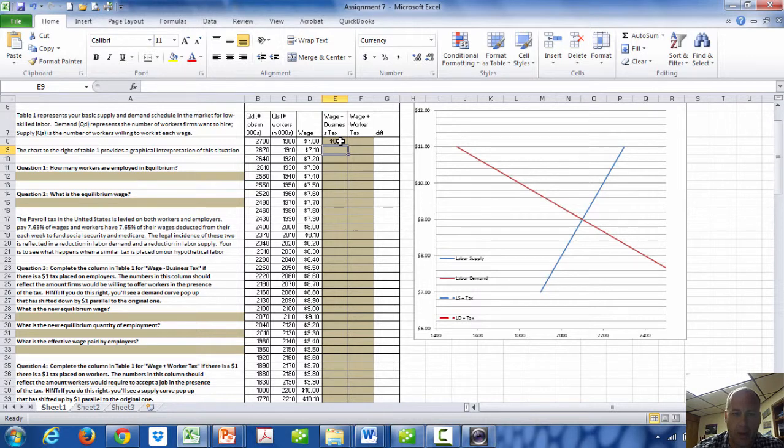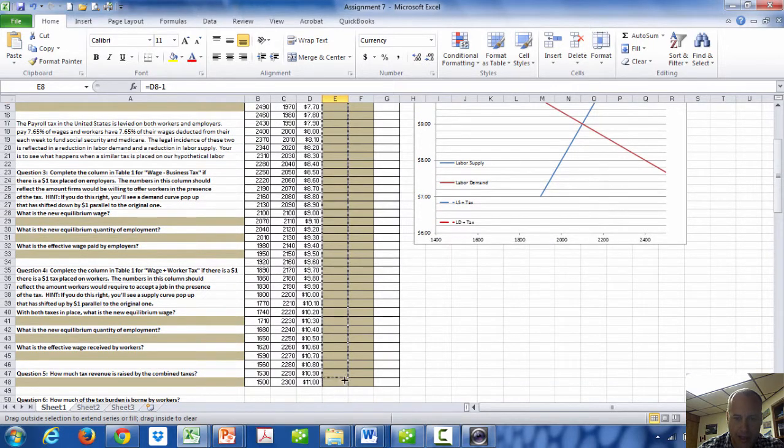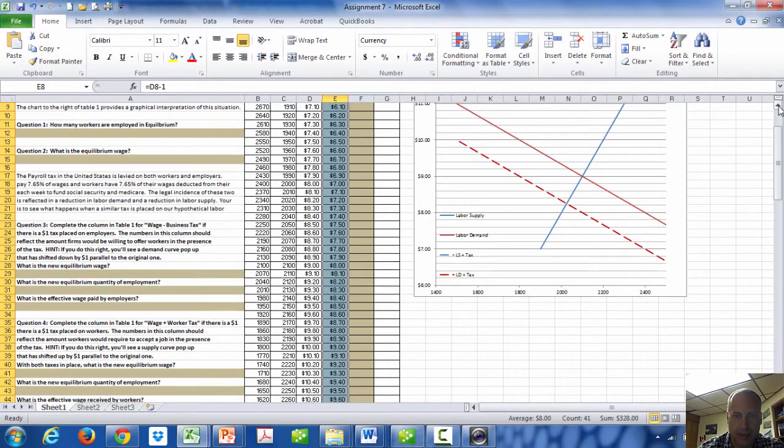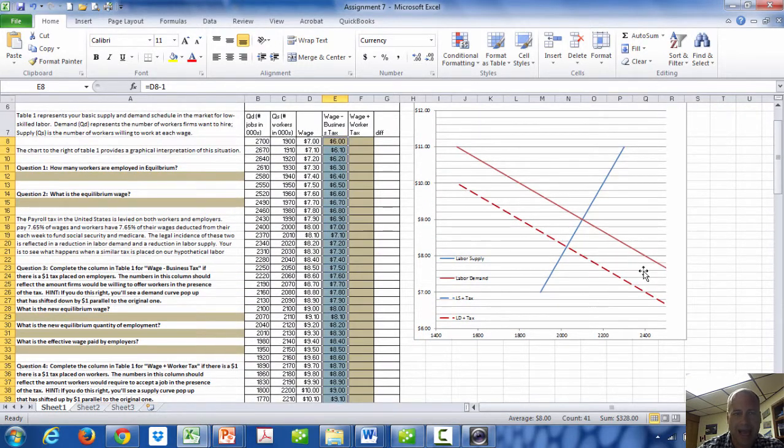if employers are willing to hire a worker at $7 an hour, in the face of the tax, their wage offer has to be $6 an hour. Now we just drag this down all the way to the bottom of the table, and I've set it up so that the demand curve that reflects the tax now appears in your graph on the right. So the dashed line represents the offers that employers are making to workers.